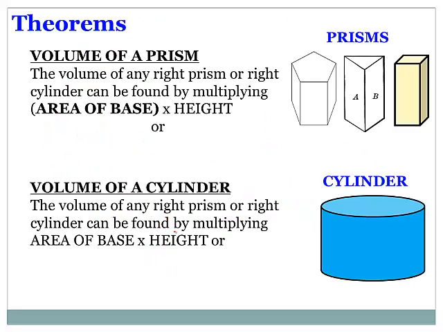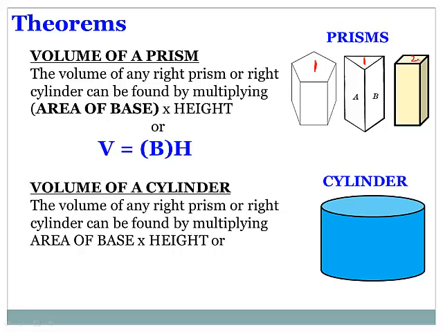Okay, so here's the theorem. The volume of any right prism that we're going to be dealing with, or right cylinder, can be found by multiplying the area of the base times the height. So one of the things you have to identify in prisms is what your base is. So if you see to the right here, you have a pentagonal prism. Here you have a triangular prism. And here you have what looks to be either a rectangle or a square prism.